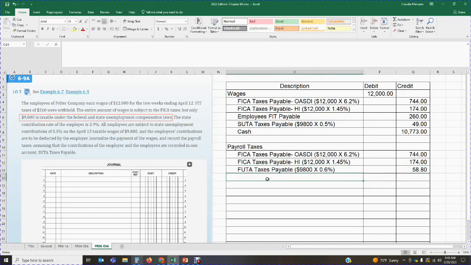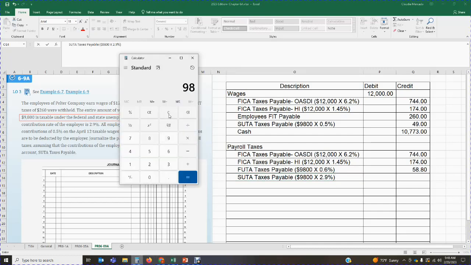And the employer also has to pay SUTA taxes on the $9,800, and my state unemployment rate provided in the problem is 2.9%. Remember that for SUTA, the rate varies by state and a whole bunch of other factors, such as how many people have filed for unemployment. In this case, the rate is given at 2.9%. So we have 9,800 times 2.9%, and that gives me 284.20.